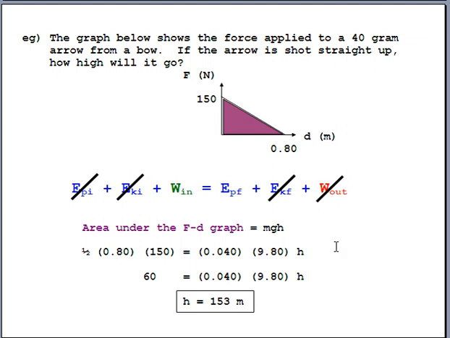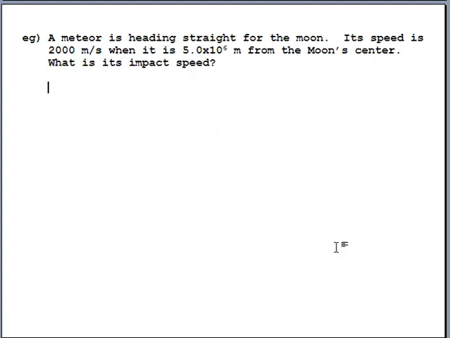And that's going to take us to our final example, I believe. Got a meteor heading straight for the moon. I'm liking the story involving the moon because there's no air on the moon, so there's no air friction to worry about. The meteor speed is really fast, 2,000 meters per second, when it's 5×10^6 meters from the moon center, and we're looking for impact speed. That's higher than mountains, so MGH will not work. But we can use our more exotic version, that negative GMm over r.